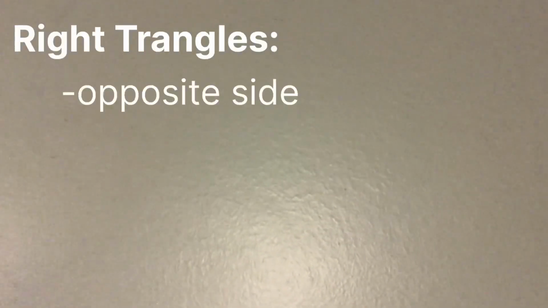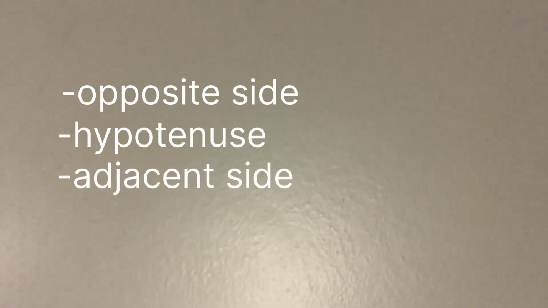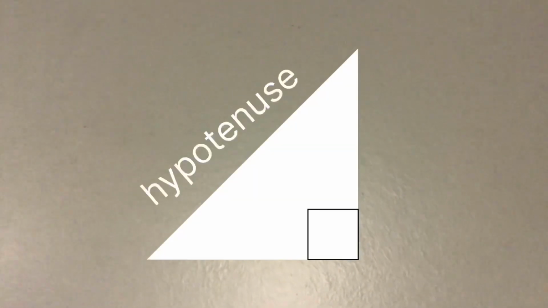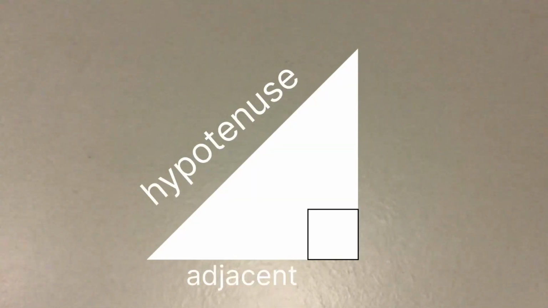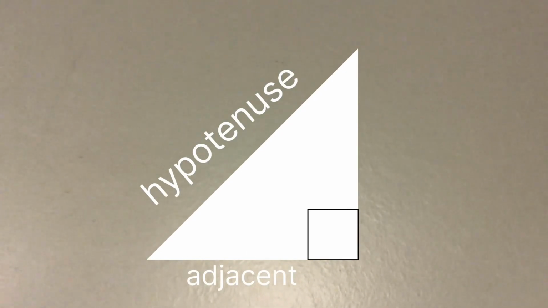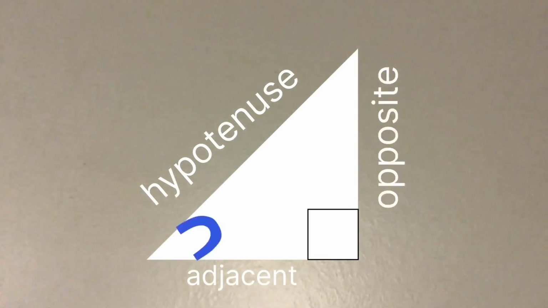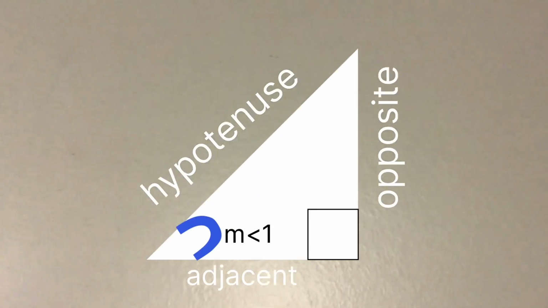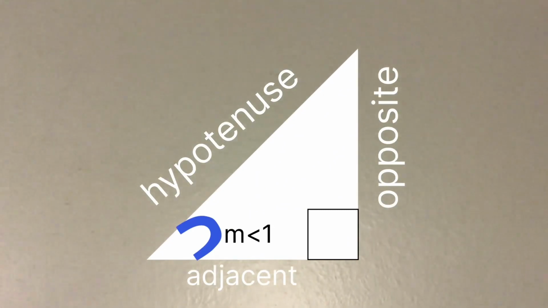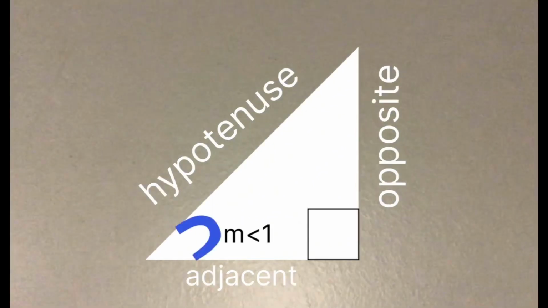Now, there are many different vocab words we need to know before we start this lesson. Let's take a look. Within a triangle, there is an opposite side, the hypotenuse, and the adjacent side. The hypotenuse is the side exactly opposite of the right angle and is the longest side. The adjacent side is the side right next to, or that shares a vertex with, the given angle. The opposite side is the side across from the given angle, so the opposite side of this triangle is across from the measure of angle 1.